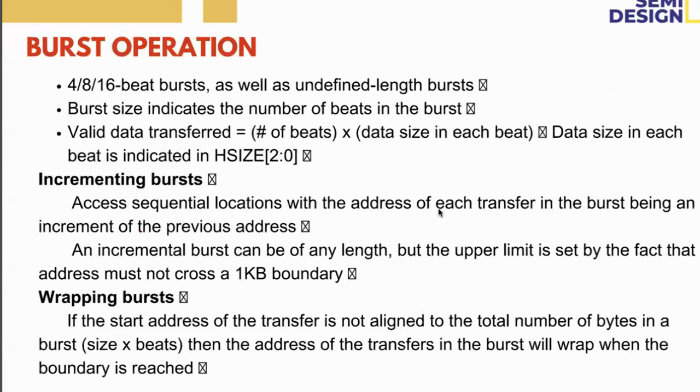So burst operation, in the sense, we have 4, 8, 16 beat bursts as well as undefined length burst also. No need to define the length, single length burst like that. So burst size indicates the number of beats in the burst. Number of beats is nothing but number of transfers. So valid data transfer is equal to number of beats times data size in each beat. What is the size? It is 8 bit or 16 bit in each beat. Data size in each beat is indicated as HSIZE. We have seen HSIZE, right? 16 bit or 8 bit like that.